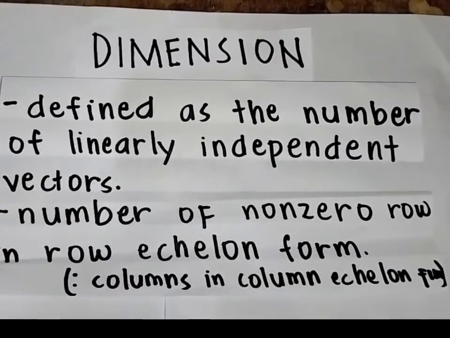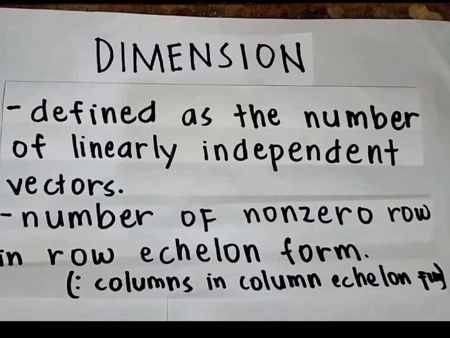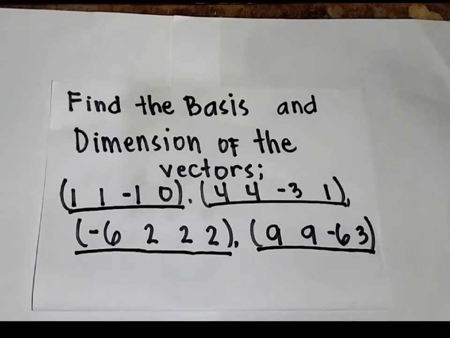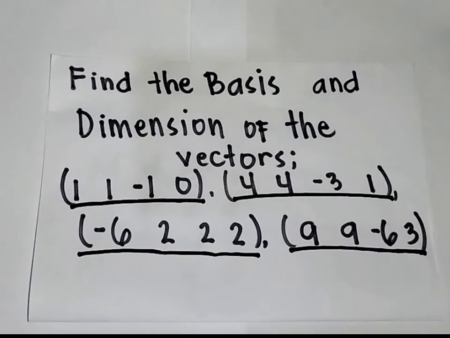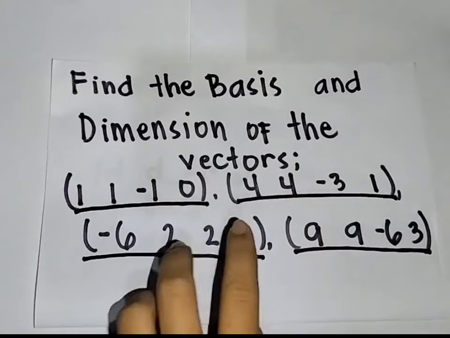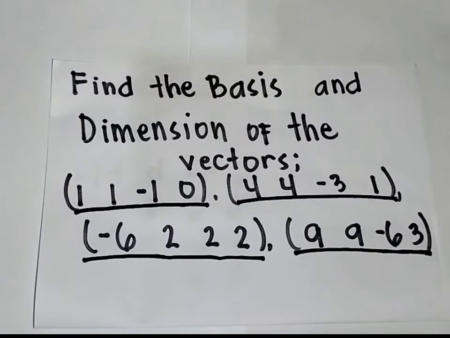And dimension is defined as the number of linearly independent vectors and number of non-zero rows in row echelon form. Also the columns in column echelon form. That's the dimension. For us to learn more about the basis and dimension, we have to make an example. This is the example. Find the basis and the dimension of the vectors. These are the vectors. Okay?